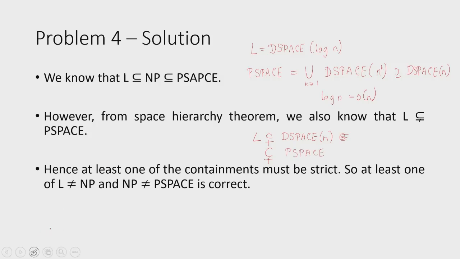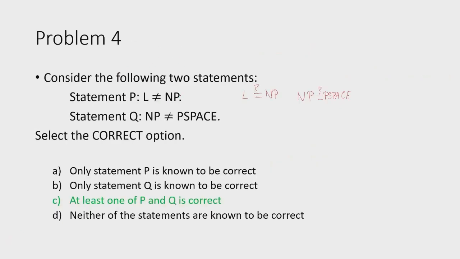Now suppose that both of these were equalities. So suppose we had L equals NP equals PSPACE. But then we would have L equals PSPACE, which we know is not true. So the statement that L is not equal to PSPACE implies that at least one of these has to be strict, right? Because if neither of them were a strict inclusion, then you would have L equals NP equals PSPACE. Which means that either L is not equal to NP or NP is not equal to PSPACE, and so at least one of these is correct.